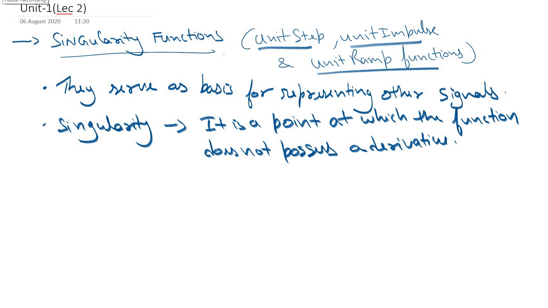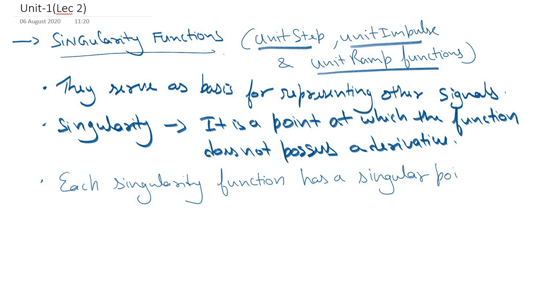So each singularity function has a singular point at the origin and is zero elsewhere. So these three functions, unit step function, unit impulse, and the unit ramp function, all these three are singularity functions. What is singularity? It is a point at which the function does not possess a derivative. And each singularity function has a singular point at origin. That means all these signals, unit step, impulse, and the ramp function, they don't have the derivative at the origin.